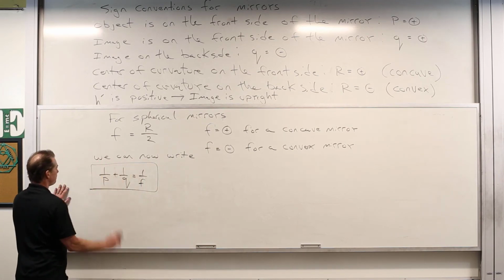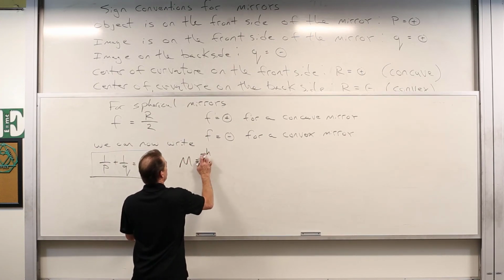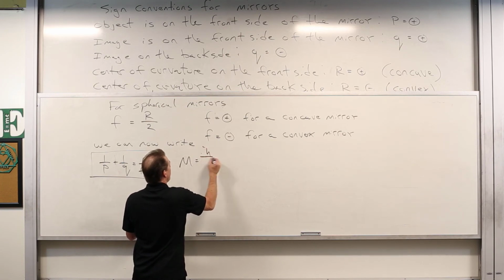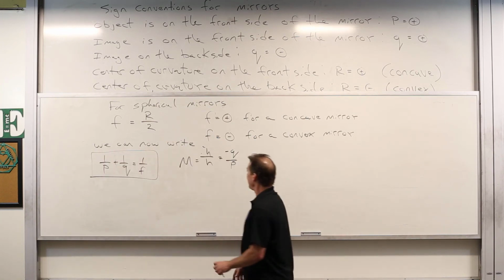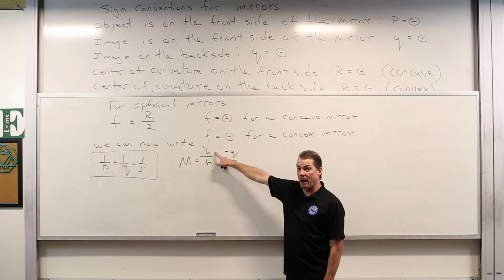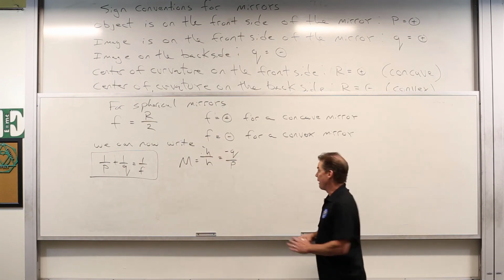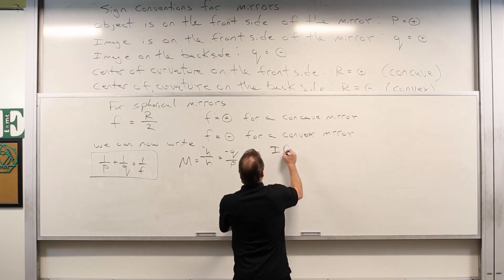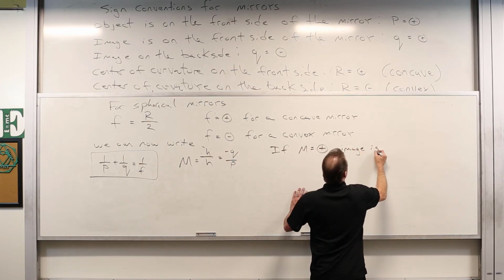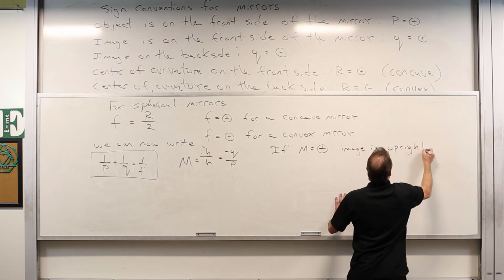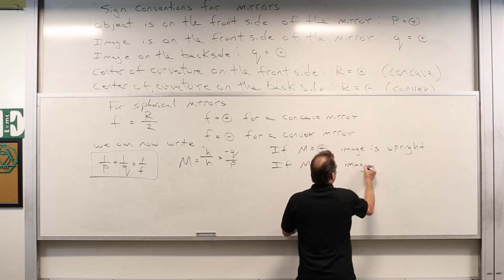So we've got this, and then we've got the lateral magnification. Magnification is equal to h prime over h, which is negative q/p. And again, because h prime can be negative or positive depending on whether the image is upright or inverted, that really comes down to the sign of the magnification. If M is positive, the image is upright. If M is negative, the image is inverted.